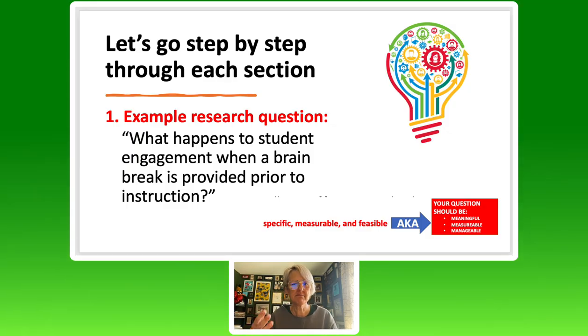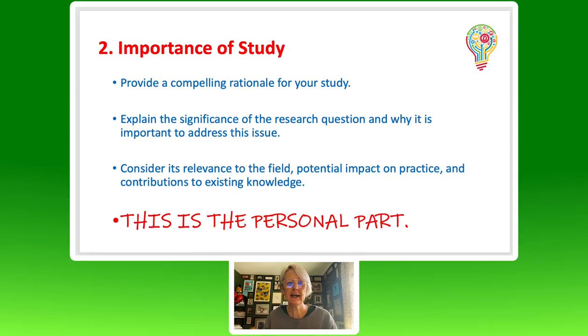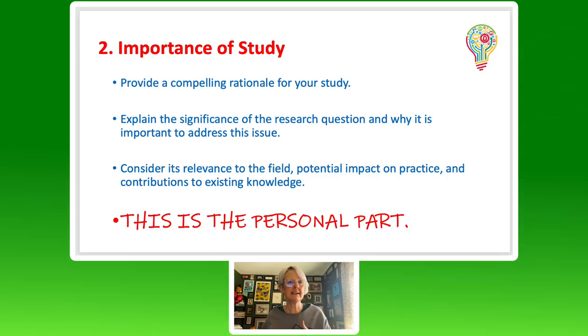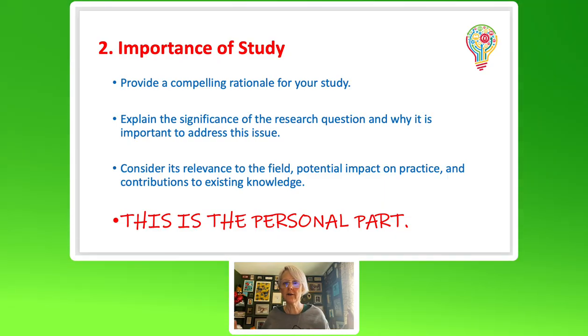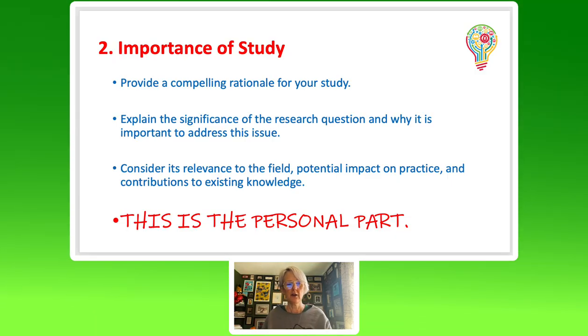So that's your first section, okay? The next section is providing a compelling rationale for your study. I have it at the bottom. This is the personal part, right? You're explaining the significance and why this is an important issue to address. You will consider the relevance to the field, the potential it could have, and the contributions that it could make, okay? So you're writing that.